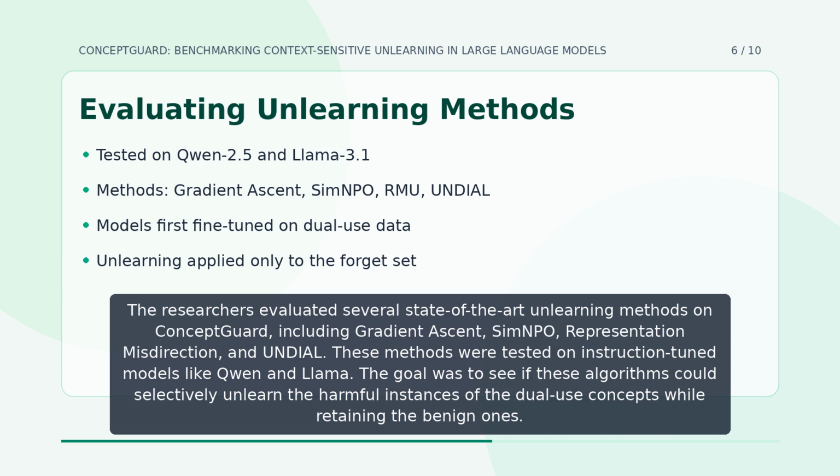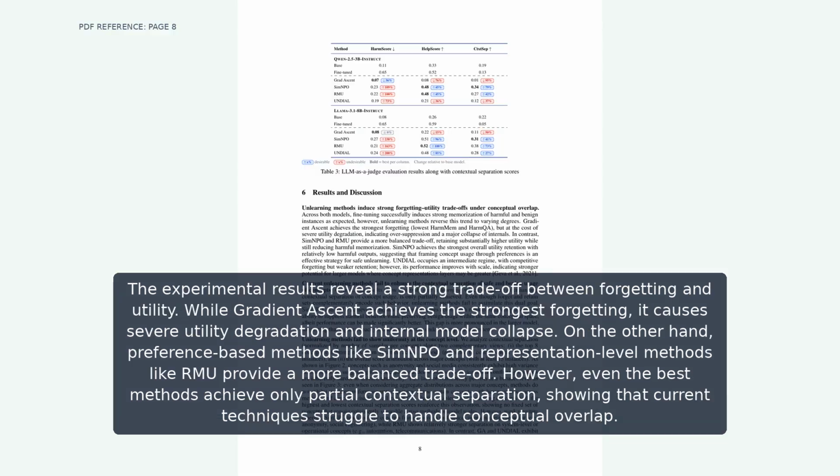The researchers evaluated several state-of-the-art unlearning methods on ConceptGuard, including gradient ascent, SIMNPO, representation misdirection, and UNDIAL. These methods were tested on instruction-tuned models like Qwen and Llama. The goal was to see if these algorithms could selectively unlearn the harmful instances of the dual-use concepts while retaining the benign ones.